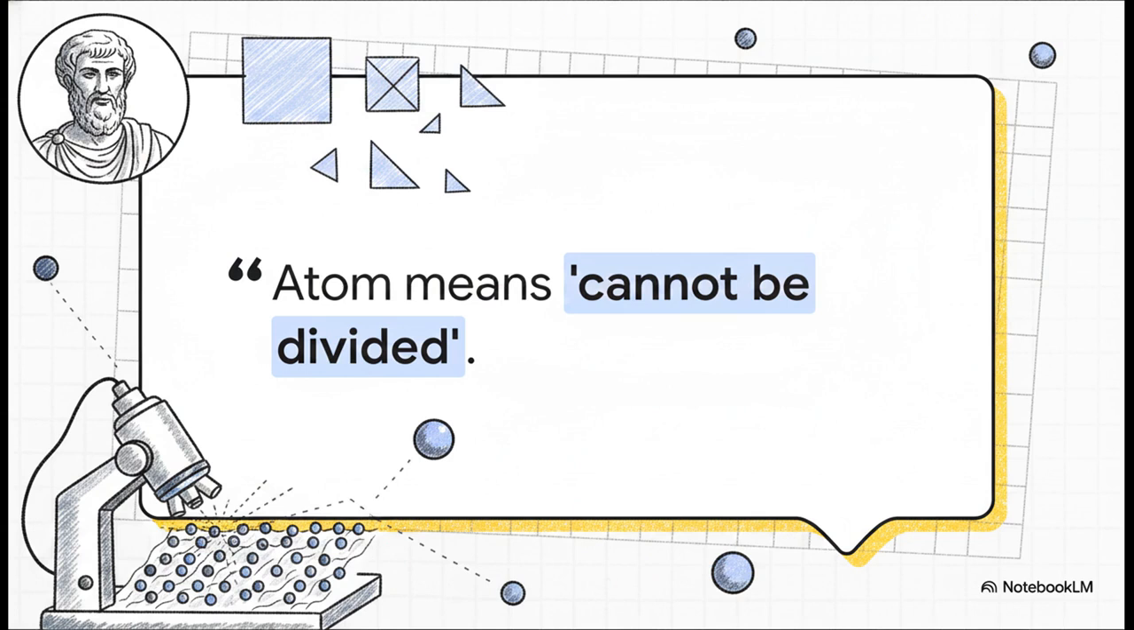He thought, hey, if you take a piece of matter and just keep cutting it in half over and over again, eventually you'd hit a piece so tiny you physically couldn't cut it anymore. He called these indivisible microscopic pieces atoms. And you know what? Today, using insanely advanced scanning microscopes, we know Democritus hit the nail right on the money.